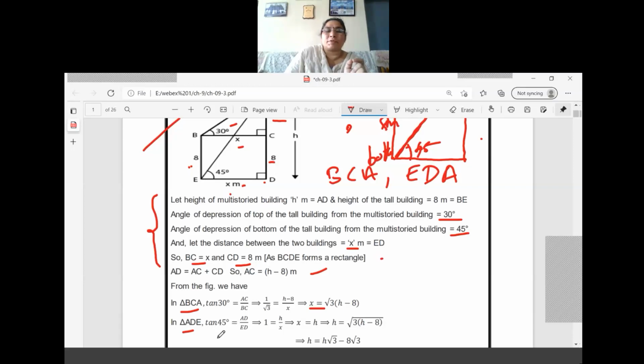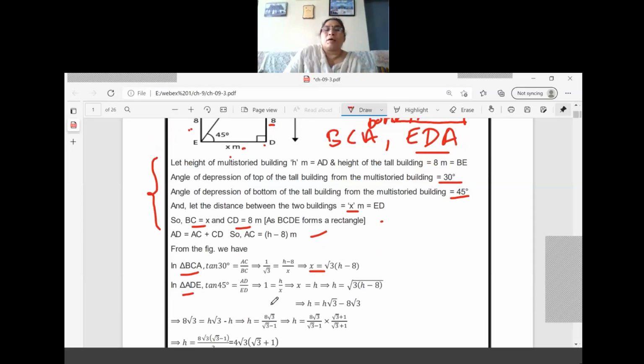Now tan 45, which is the other triangle EDA, right? So tan 45 we have written: 1 equals h by x only, x equals h only. So h and x are the same values. h equals root 3 into (h minus 8) only. This is wrong only. Actually the root is not there for everything. Only root 3 bracket (h minus 8). Right? So we got here after the expansion h equals root 3 h minus 8 root 3.